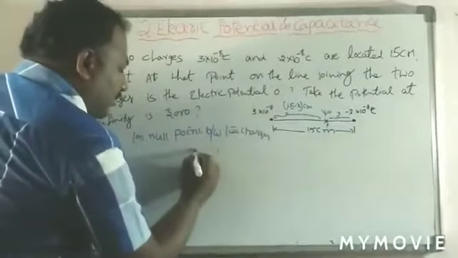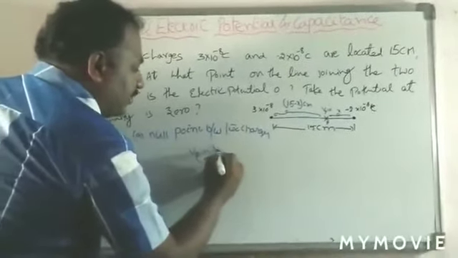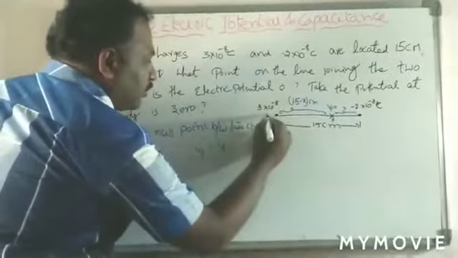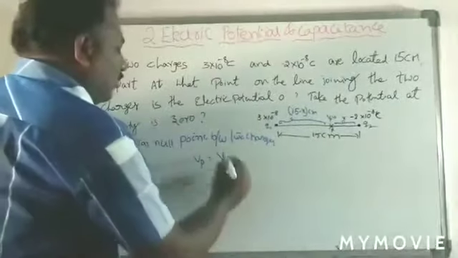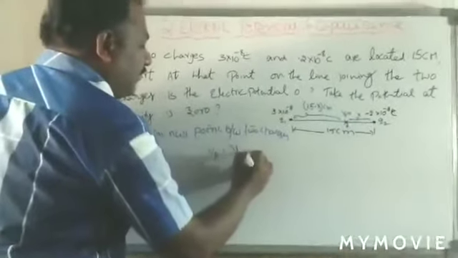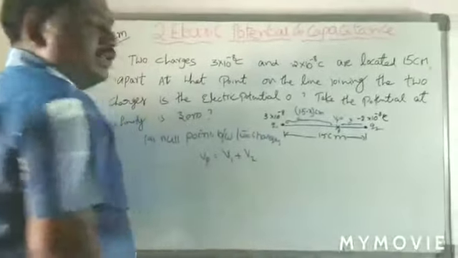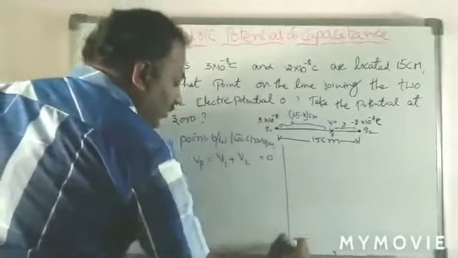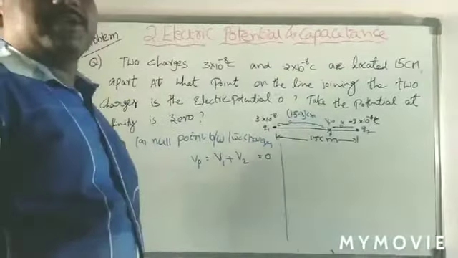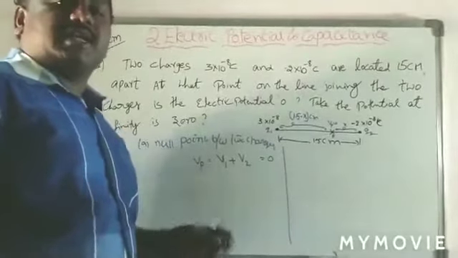Again we know that the potential at point P is equal to the potential due to, we assume this is charge 1 and this is charge 2, potential due to charge 1, V1, plus potential due to charge 2, V2. But this total value is equal to 0. Why? Because point P is nothing but the null potential point.